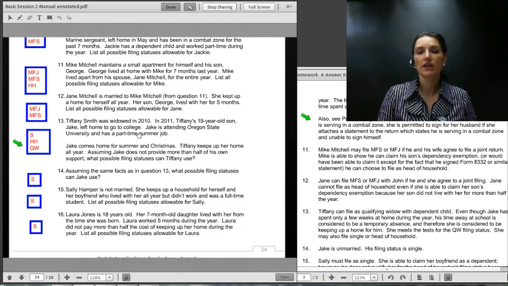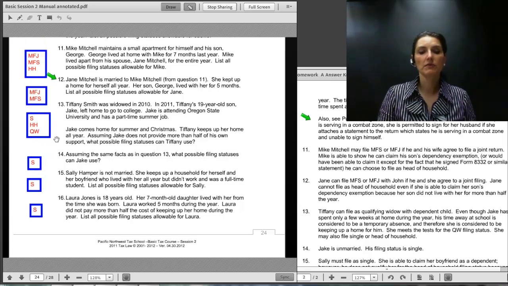Jake's away at college. Does that mean he's away at college, or does it mean he's living at home, or is it kind of a part-time deal? How does it work? Well, IRS says that if you are away from home for a temporary absence, that the temporary absence is the same as living at home. Therefore, when Jake is away at college, he is considered to live with his mom full-time.